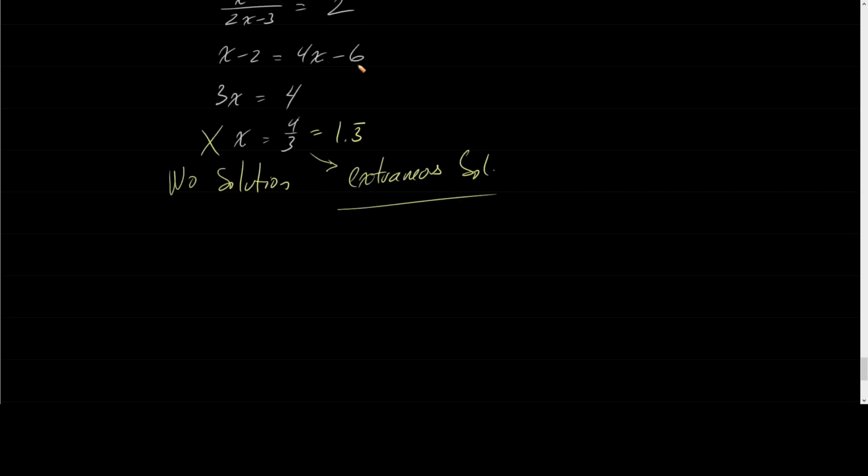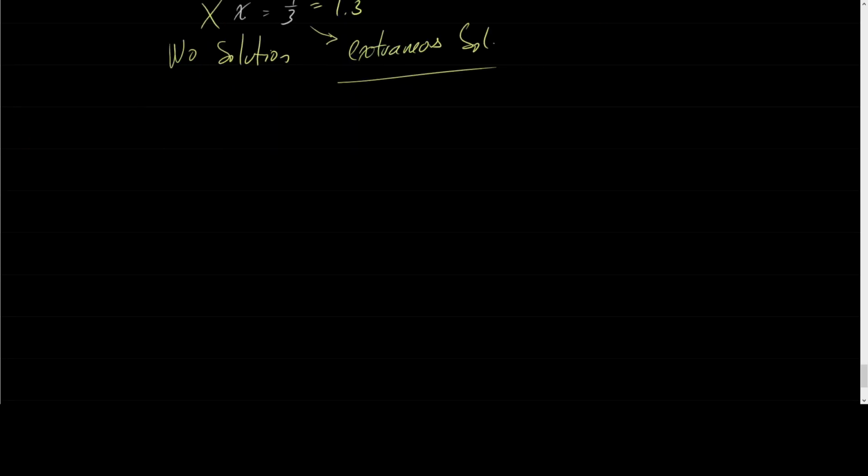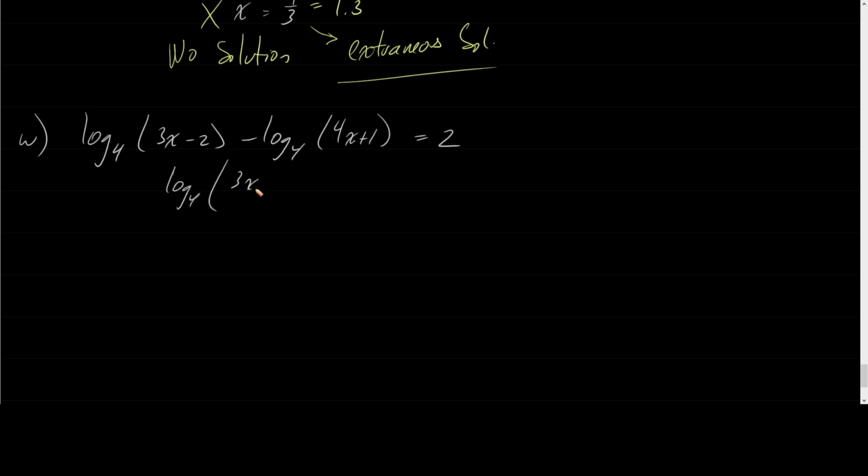W. So W, we get, let's have something like log base 4 of 3x minus 2 minus log base 4 of 4x plus 1 is equal to 2. All right, so once again, let's do the rules of logs. The quotient rule. So I have log base 4 of 3x minus 2 over 4x plus 1 is equal to 2. Exponentiate both sides with base 4, so I end up with 3x minus 2 over 4x plus 1 is equal to 4 squared. Now 4 squared is simply just 16.